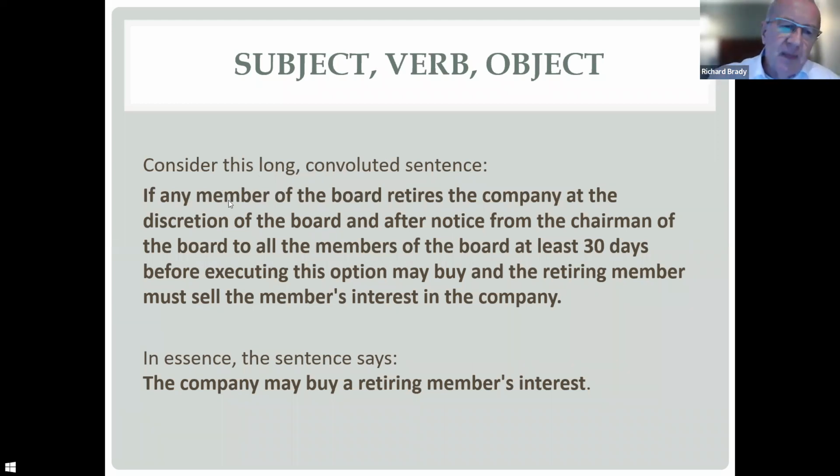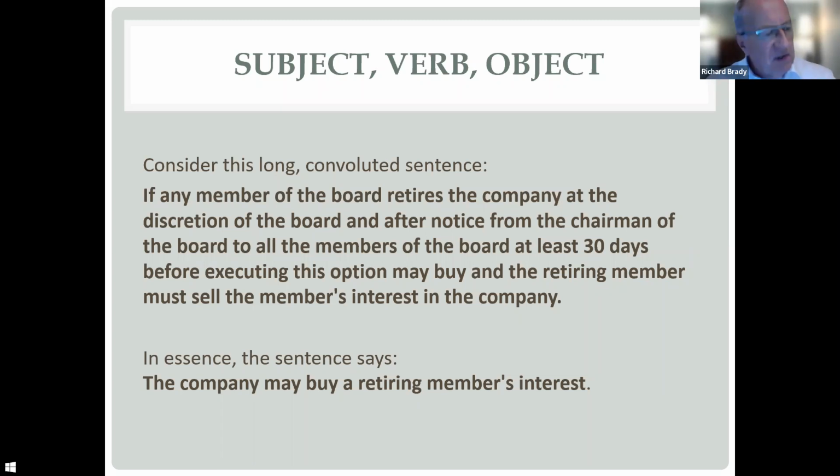Here it is. If any member of the board retires, the company, at the discretion of the board, and after notice from the chairman of the board, to all the members of the board, at least 30 days before executing this option, may buy, and the retiring member must sell the member's interest in the company. Now, there's a style of writing in English which we call left-right writing. It's very useful for lawyers.